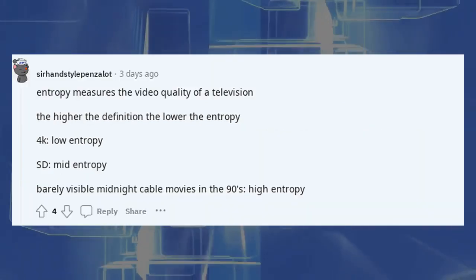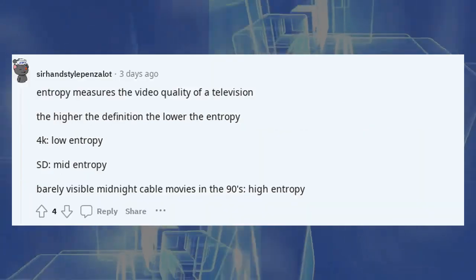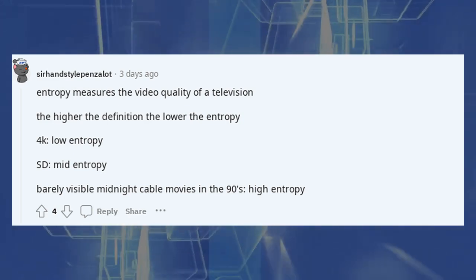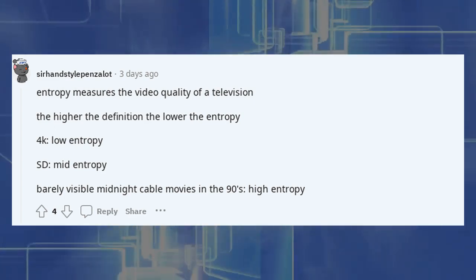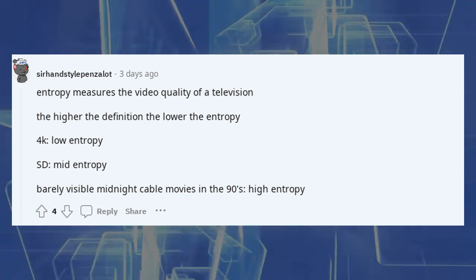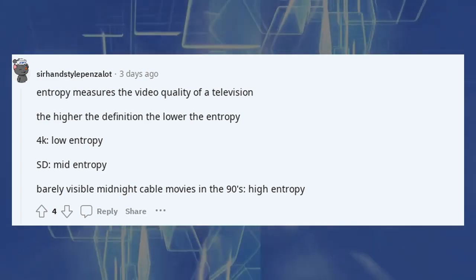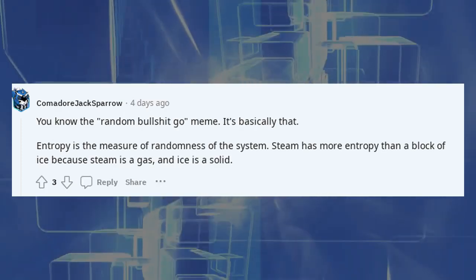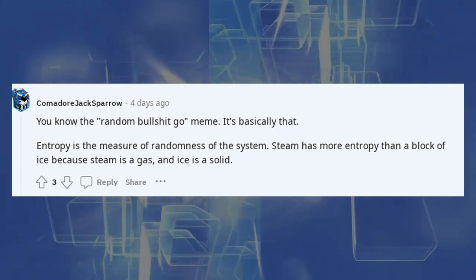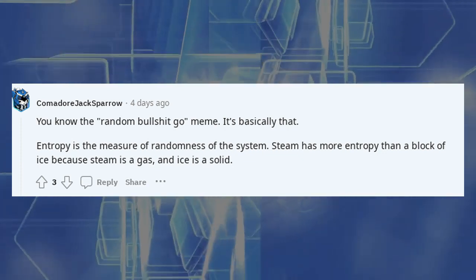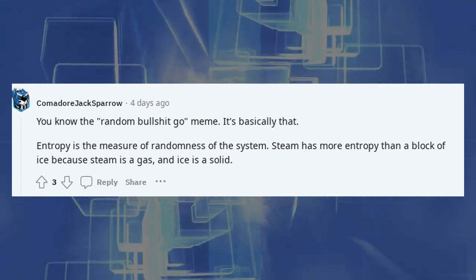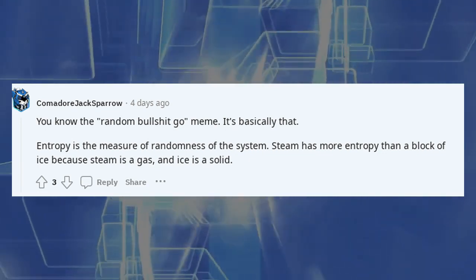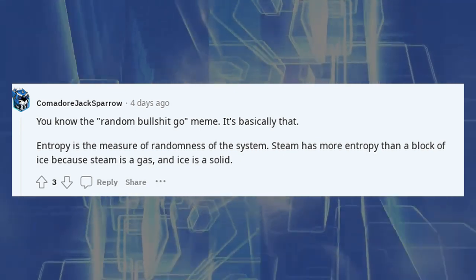Entropy measures the video quality of a television. The higher the definition, the lower the entropy. 4K, low entropy. SD, mid entropy. Barely visible midnight cable movies in the 90s, high entropy. You know the random go meme. It's basically that. Entropy is the measure of randomness of the system. Steam has more entropy than a block of ice because steam is a gas and ice is a solid.